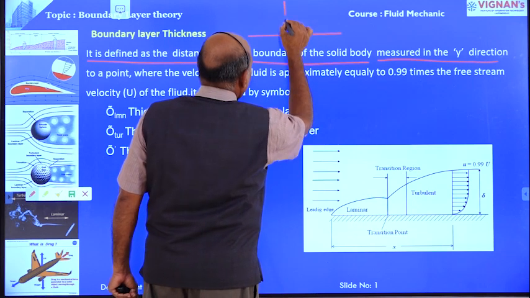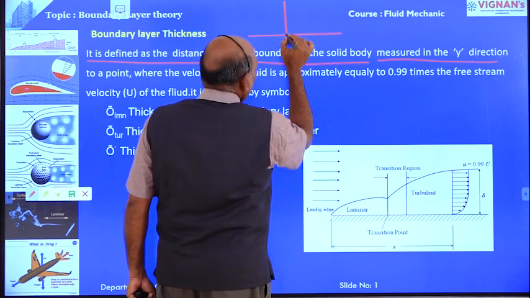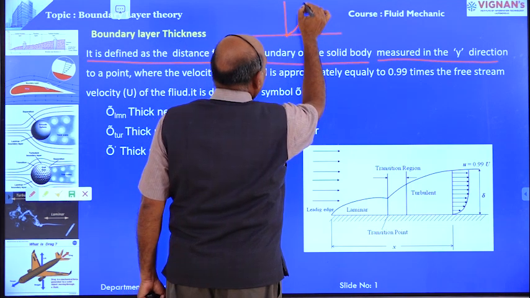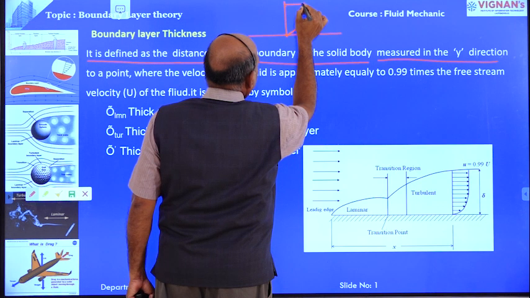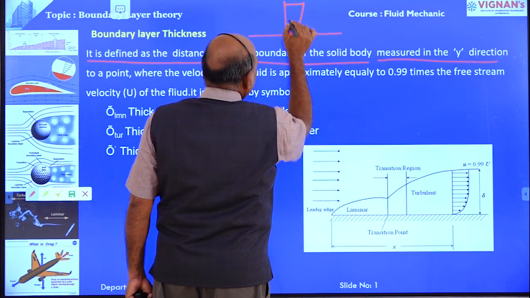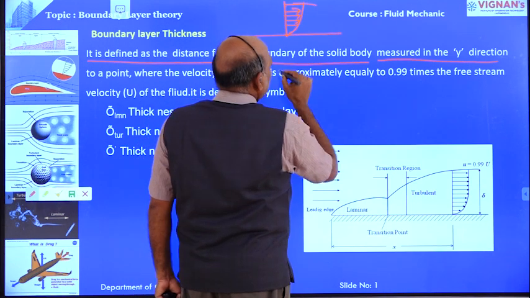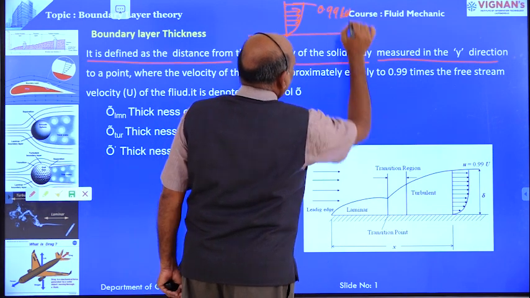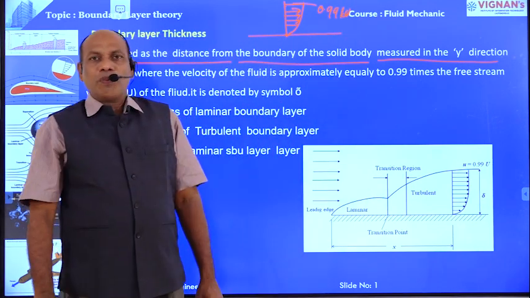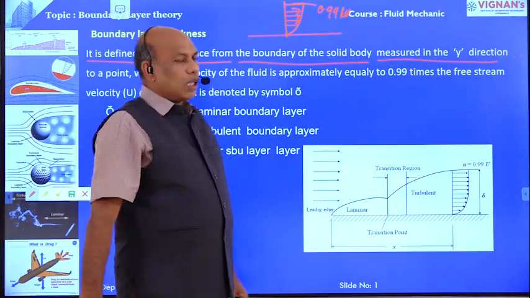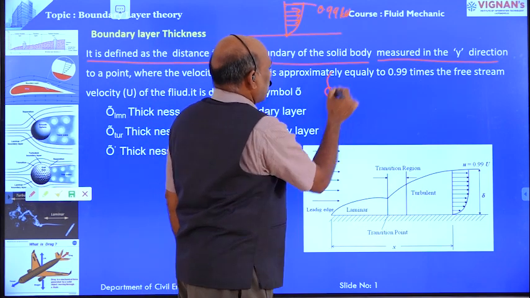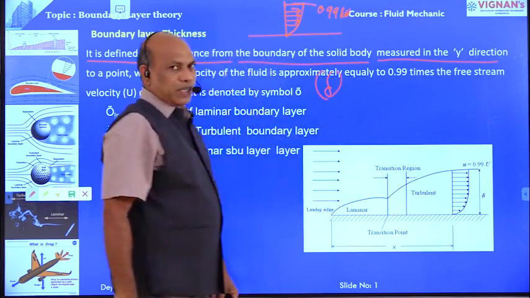It is the distance measured perpendicular to the boundary. The velocity at the boundary is 0. Away from the boundary, the velocity gradually increases. At one point, the flow in this region reaches the free stream velocity. That means 0.99 times the free stream velocity is known as the boundary layer thickness. The boundary layer thickness is denoted by delta.